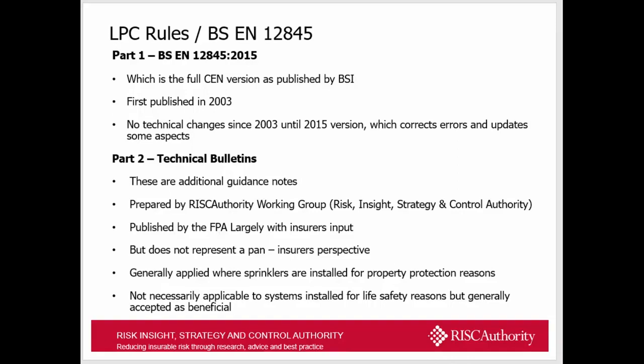Part 2 is the property protection requirements as such. These are additional guidance notes that go over and above the requirements of BS EN 12845. These are prepared by the Risk Authority Working Group, which is the insurers' input. The FPA publish these largely with the insurers, but it does not represent a pan-insurer perspective. These are generally applied where sprinklers are installed for property protection.